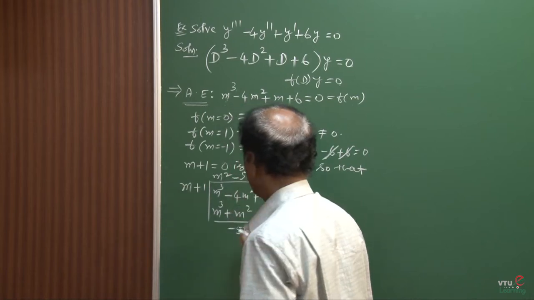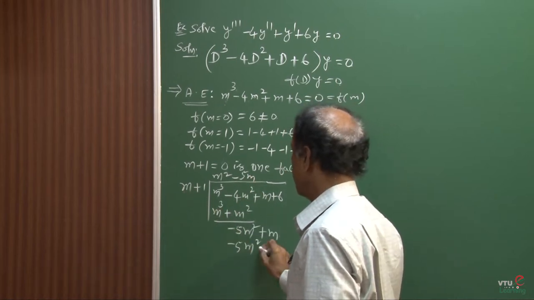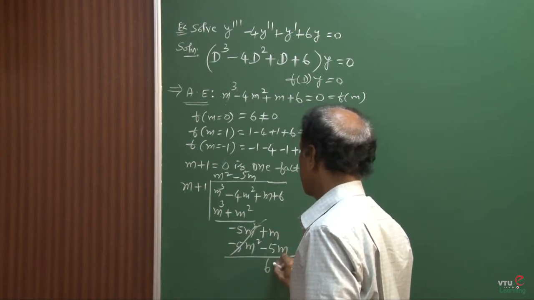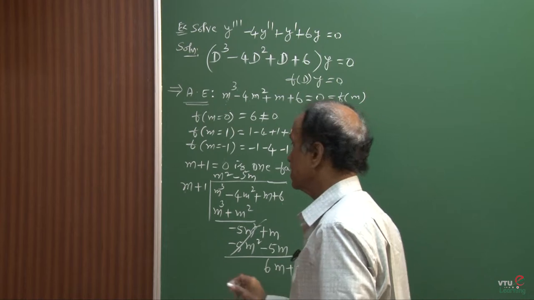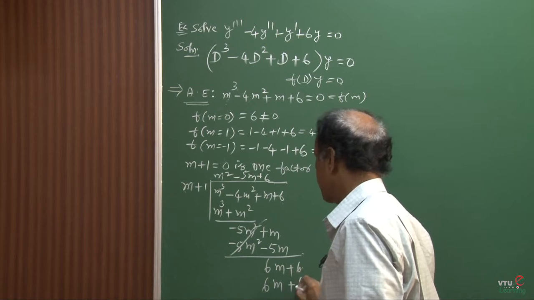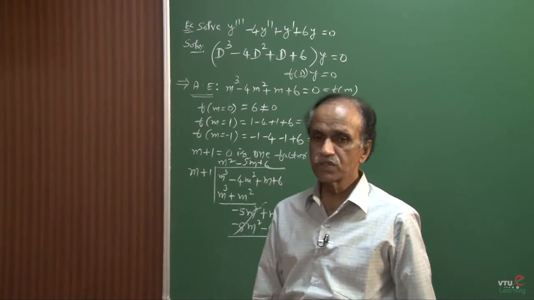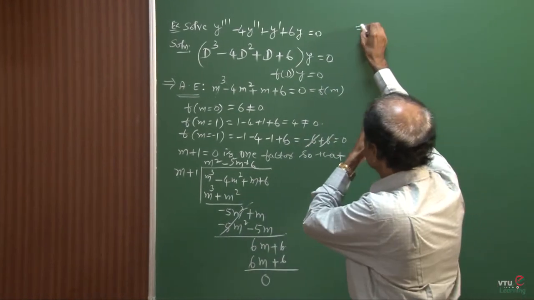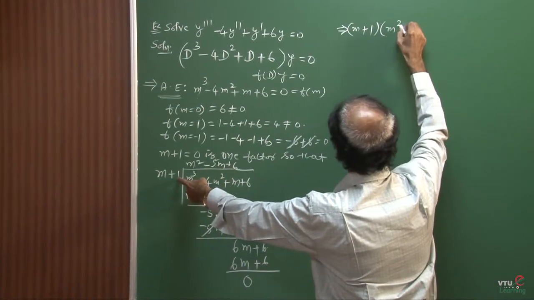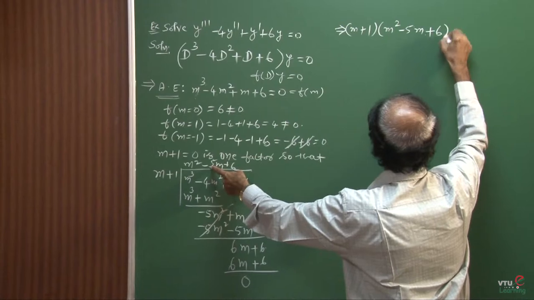Minus 5m square, and minus 5m times m plus 1 gives minus 5m square minus 5m. This cancels, and the remainder becomes 6m plus 6. Taking 6 common, 6 times m plus 1 makes the remainder 0. This is your division process, and the remainder should be equal to 0 whenever you do the division. That implies m plus 1 is one factor, and the other factor is m square minus 5m plus 6 equal to 0.